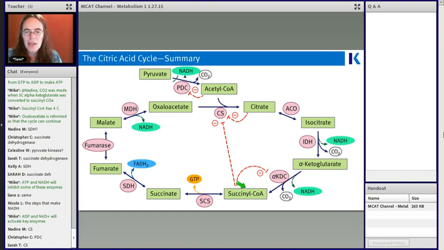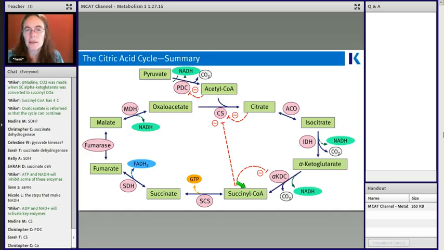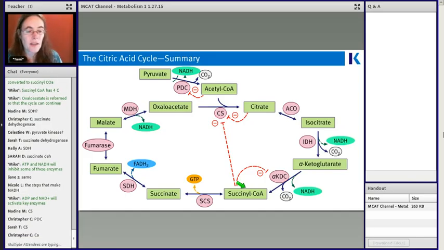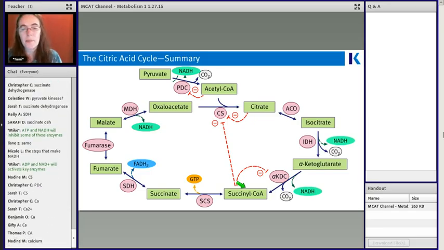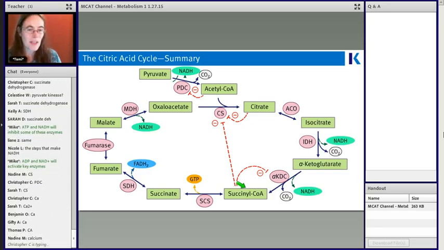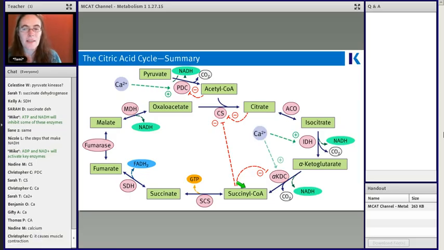Now, even though these are inhibited, in our muscle cells, we can use which divalent cation to activate these? Yes, good, Christopher. Calcium, because my muscle cells need a lot more energy than some of the other types of cells in my body. So calcium in my muscle cells can activate PDC, and can also activate IDH and alpha KDC. The only one that it does not activate is our citrate synthase. Yeah, and it causes muscle contraction.